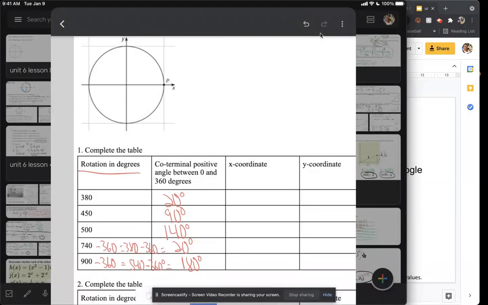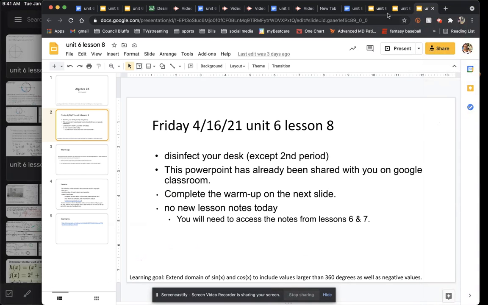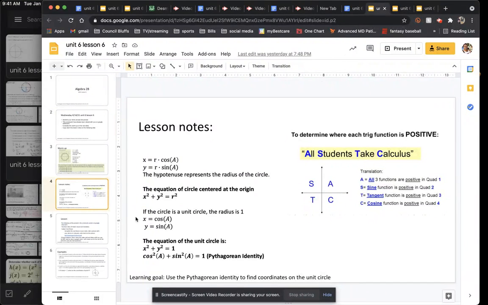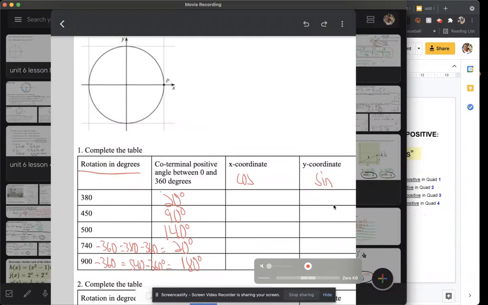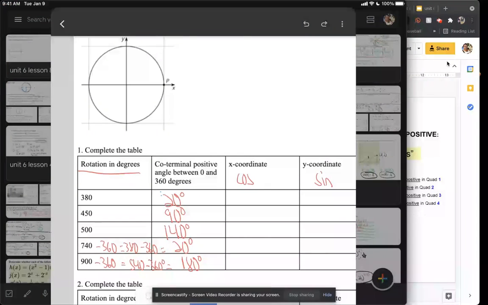All right, so now we're going to find the x-coordinates and the y-coordinates. To do that, go back to some of our previous lesson notes. Remember, in a unit circle, the x-coordinate is cosine and the y-coordinate is sine. So I'm simply going to take the cosine and the sine of each of these angles. To do that, I'm going to go to Desmos.